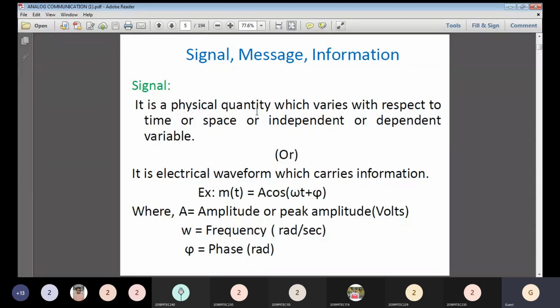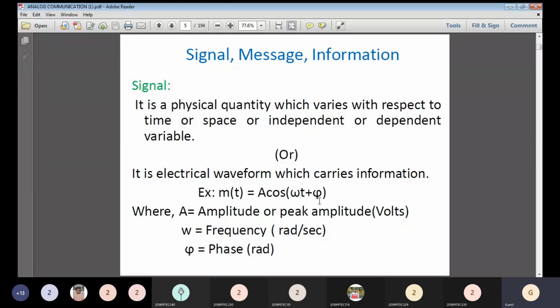So a signal is nothing but a representation of real-time data with respect to certain parameters, some independent or dependent parameter. The parameter may be time, space, or frequency, whatever it may be. With respect to that, what is the variation in the parameter? So for mathematical analysis, we are using some signals. The general signal is represented like this, for example, m of t equal to A cos of omega t plus phi.